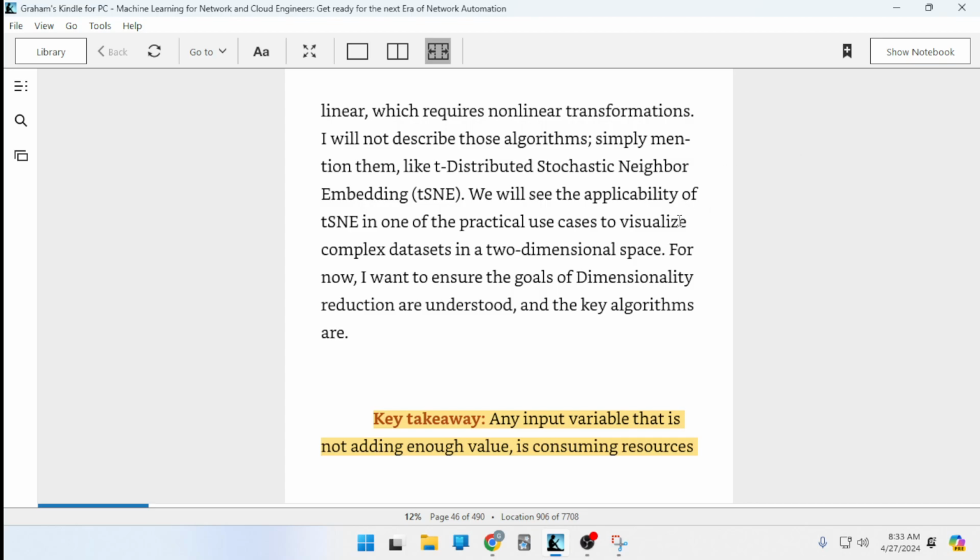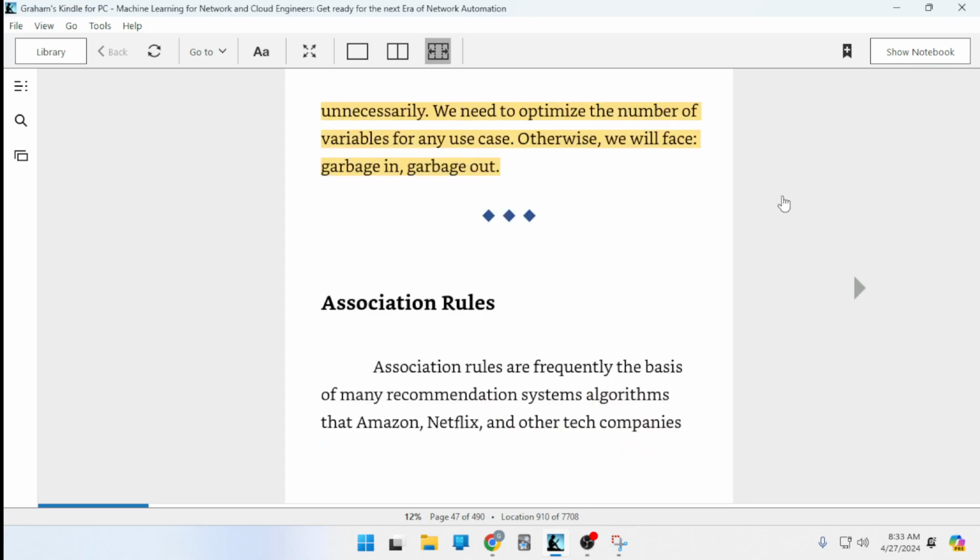So let's move on. Key takeaway. Any input variable that is not adding enough value is consuming resources unnecessarily. We need to optimize the number of variables for any use case. Otherwise, we will face garbage in, garbage out.